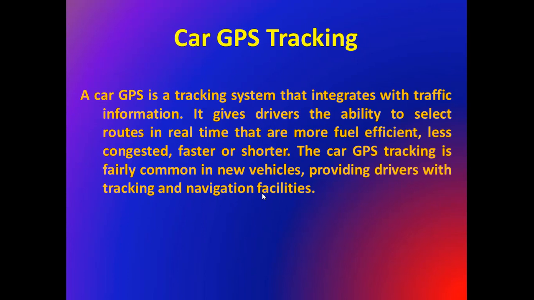The next technology is car GPS tracking. First, we have to understand the full form of GPS. G for global, P for positioning, and S for system, so you can say a global positioning system. A car GPS is a tracking system that integrates with traffic information. It gives drivers the ability to select routes in real time that are more fuel efficient, less congested, faster, or shorter. Car GPS tracking is fairly common in vehicles, providing drivers with tracking and navigation facilities.